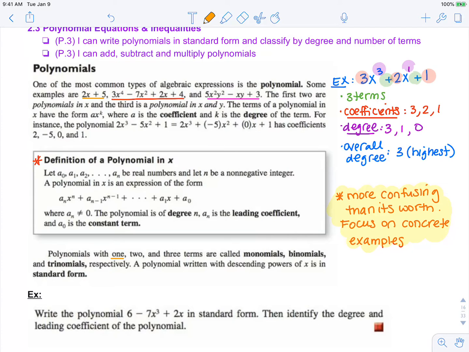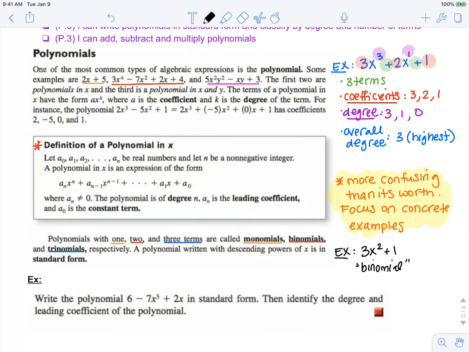Polynomials with one term are called monomials. Polynomials with two terms are called binomials. And polynomials with three terms are called trinomials. So a quick example over here to the right, if I have 3x squared plus 1, this would be called a binomial because there are two terms being added.